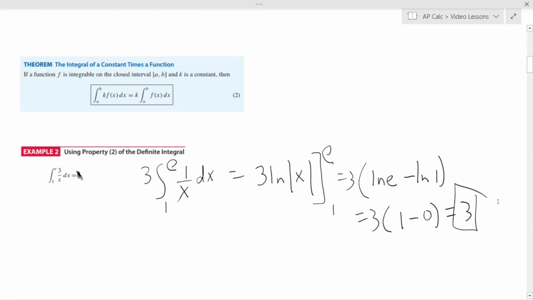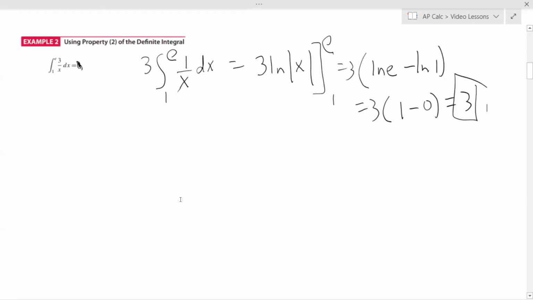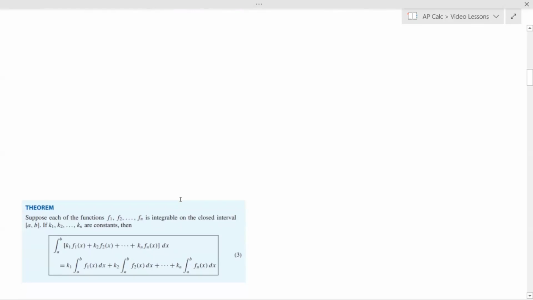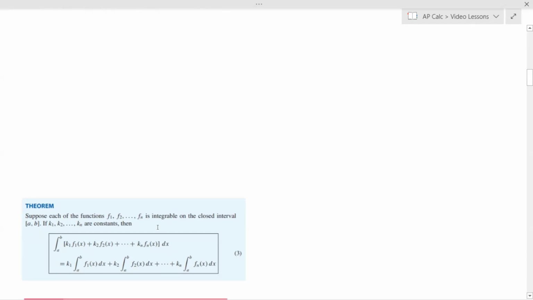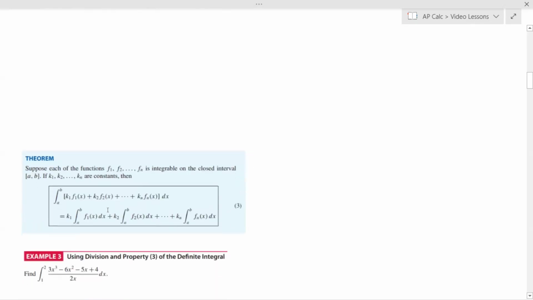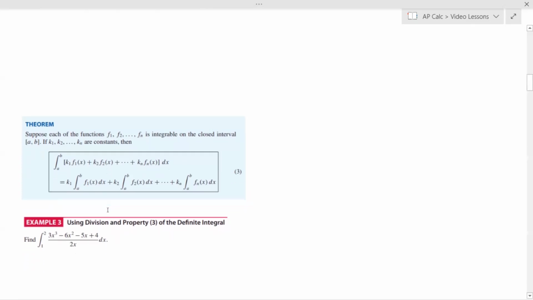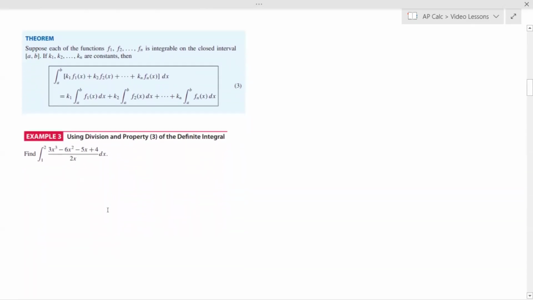All right. Next property is suppose each of the functions f1, f2, f3, and so forth are integrable. Then this is basically just the repeated application of the sum and difference properties with the constant multiple property. So we're going to combine things and do a lot of work here to solve this problem number 3.